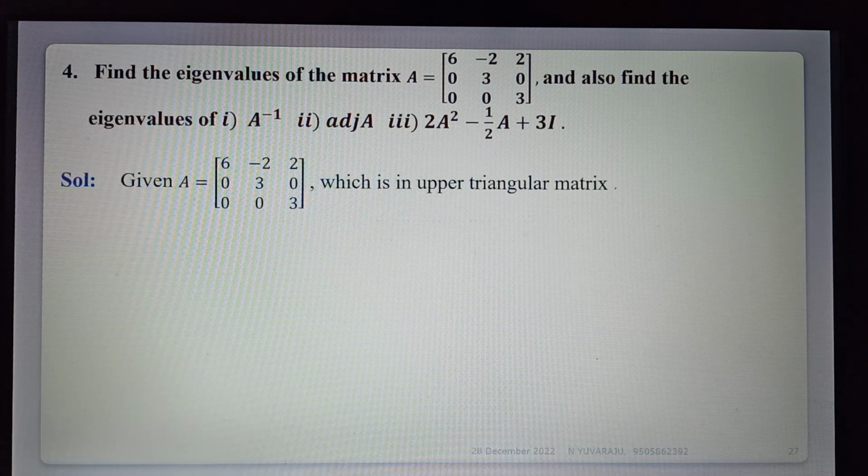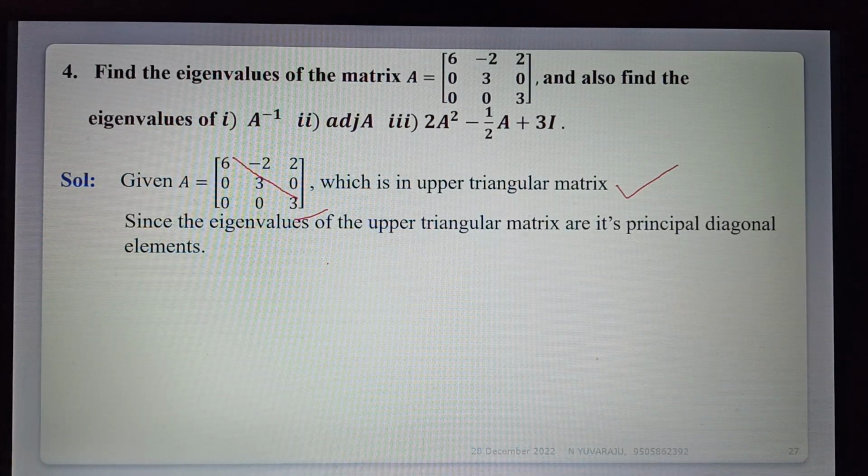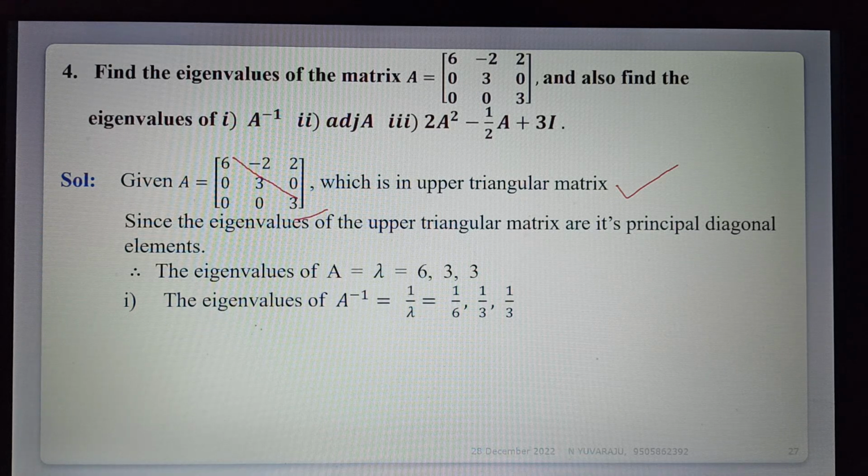This is the given matrix, an upper triangular matrix, and we know one of the properties of eigenvalues: the eigenvalues of a triangular matrix are its diagonal elements. So your diagonal elements are 6, 3, 3. So this is the eigenvalues of the matrix A. Since the eigenvalues of the upper triangular matrix are its principal diagonal elements, therefore eigenvalues of A, lambda is equal to 6 comma 3 comma 3. Next, first one, the eigenvalues of A inverse. Eigenvalue of A inverse is 1 by lambda, that is 1 by 6, 1 by 3, 1 by 3.